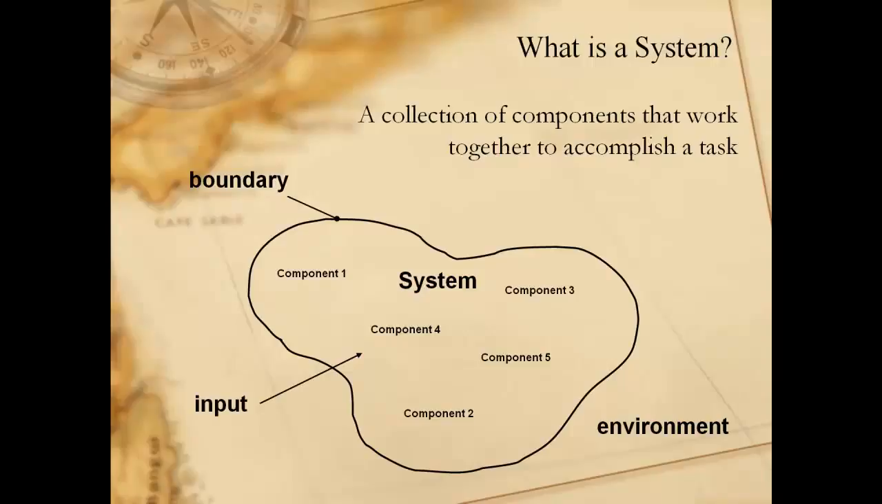For a system, some type of input comes into the system. This would be what's called an open system. An input comes into the system, the collection of components within the system works on that input, and it produces an output. So there you have it. That's what a system is: a bunch of stuff that works together to somehow convert an input to an output.